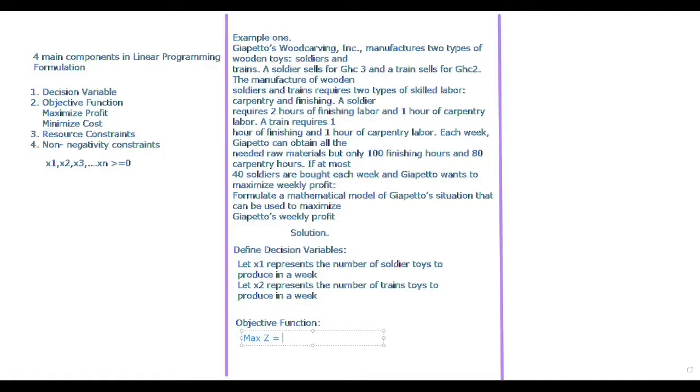So how do you know your objective function? Profit. When you read this part, a soldier sells for 3 Ghana cedis and a train sells for 2 Ghana cedis. So we are going to use their unit selling price as the objective function. The unit price for soldier is 3. And what was the decision variable for soldier's toy?